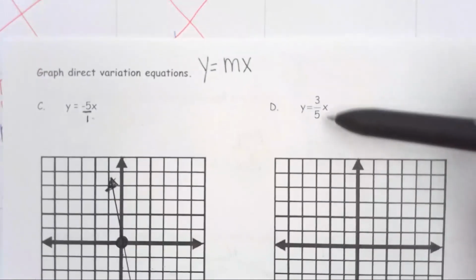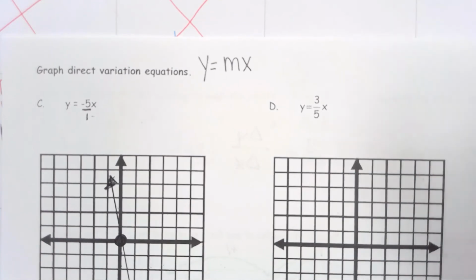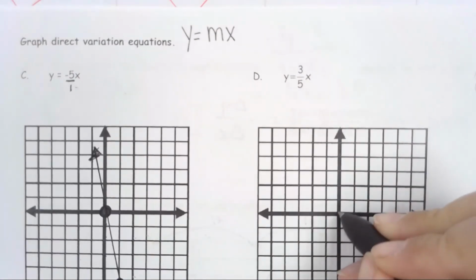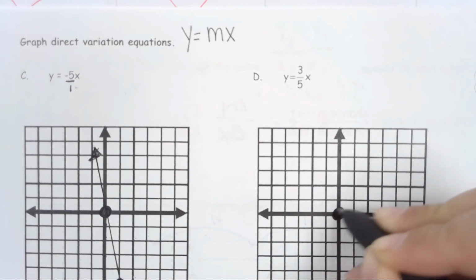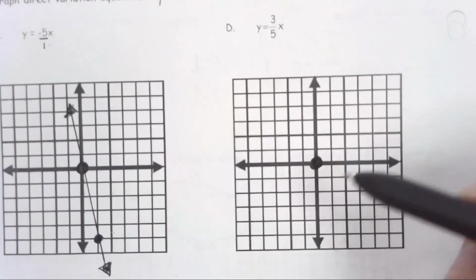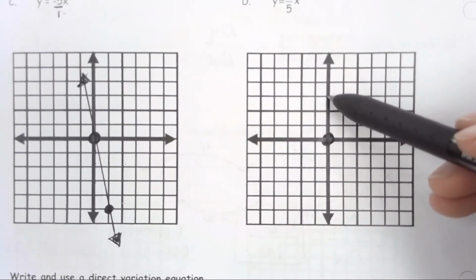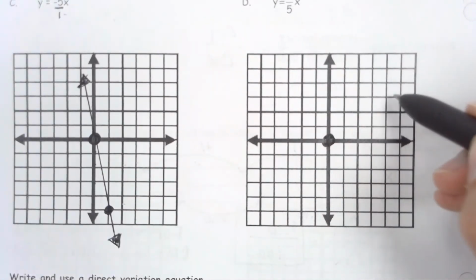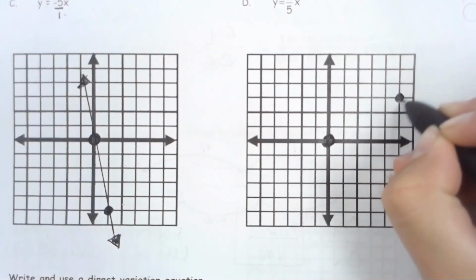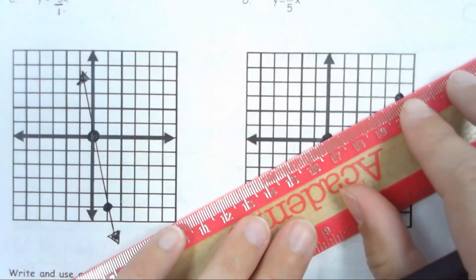Alright, and then same thing with the next one. So we have y equals 3/5 x. So this is direct variation. So we have a proportional graph. So we are going to start it at the origin. And then we are going to perform slope here. So slope is 3/5. So you're going to start at the origin. You are going to go up 3. So 1, 2, 3. And over 5. 1, 2, 3, 4, 5. Okay, and then you are going to draw your line through those points, and that will be the line of your graph.